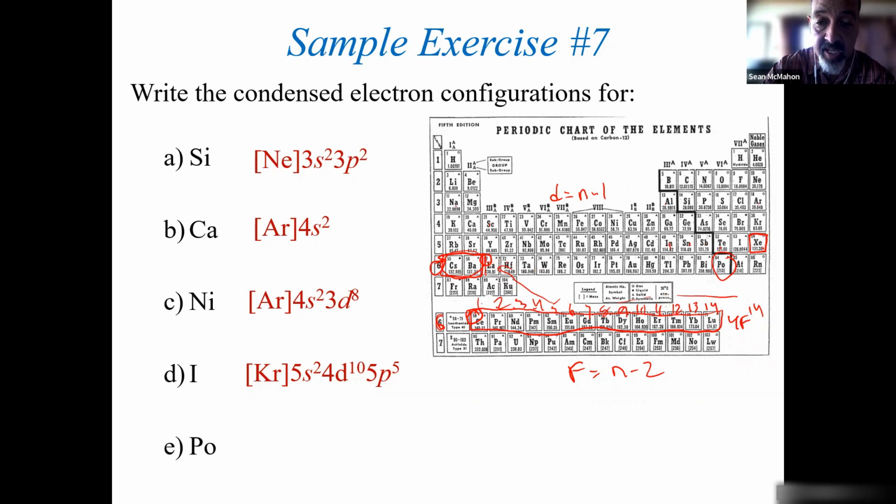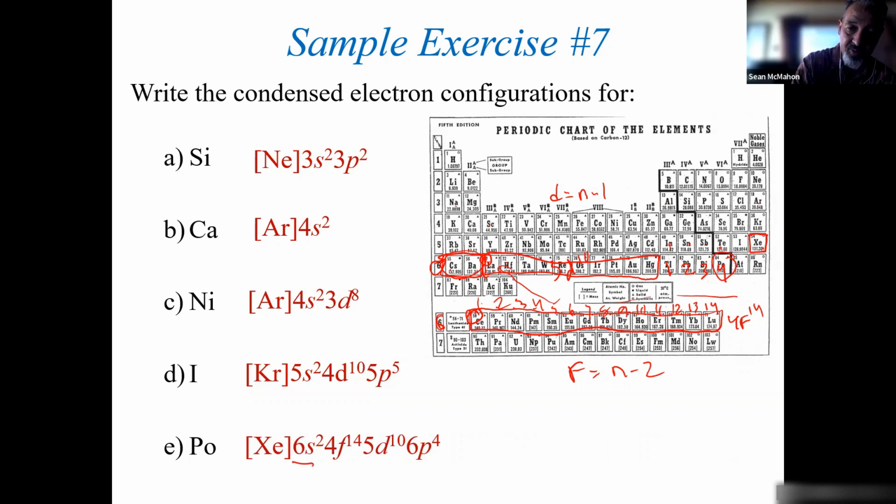So this region right here is 5d10. And then I go 6p1, 2, 3, 4. So I go all the way up to 6p4, but it's tricky because I have to have the 6s2, drop down to the 4f14, come back, go to the 5d10, and then the 6p4. So it's a little bit tricky for sure, no doubt.